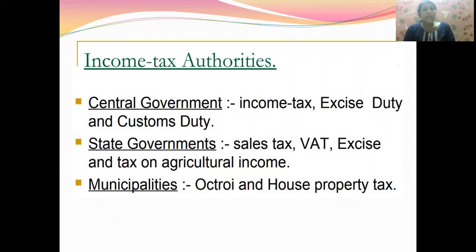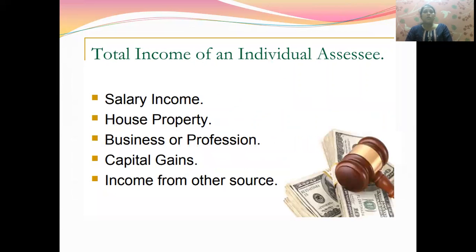Here we find the income tax authorities. The central government handles income tax, excise duty and customs duty. State governments handle sales tax, VAT, excise and tax on agricultural income. Municipalities, that is local bodies, as already mentioned in our earlier slide, handle octroi and house property tax.